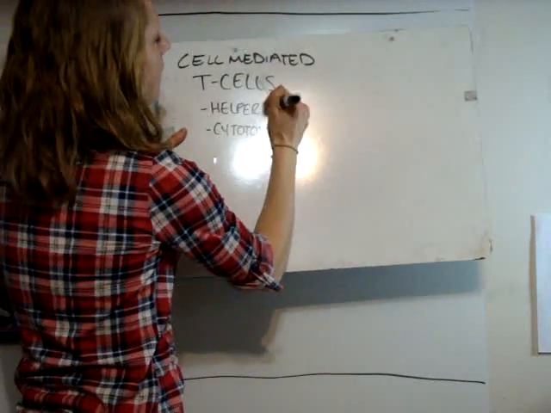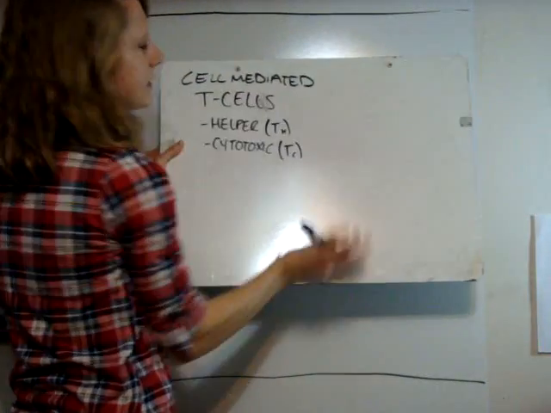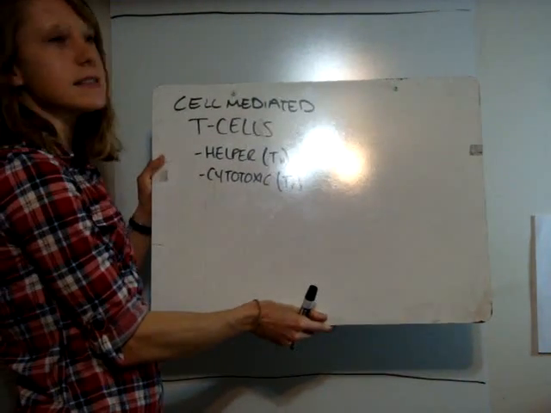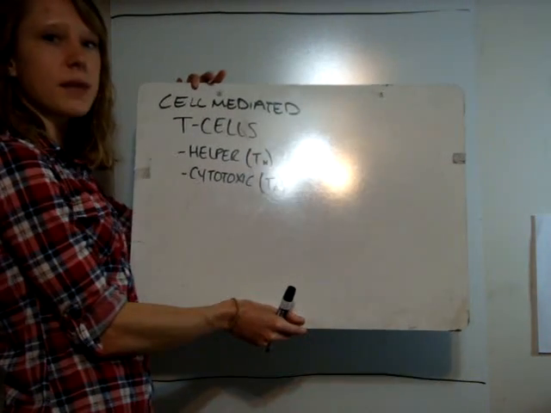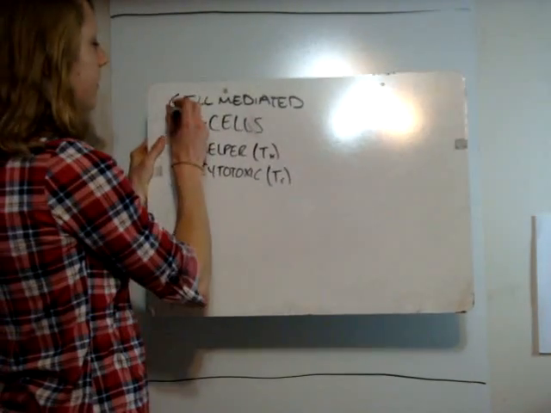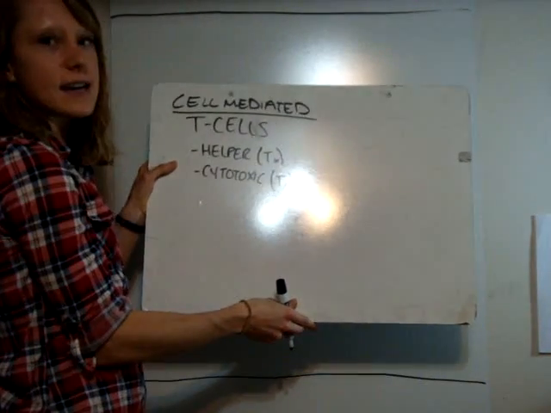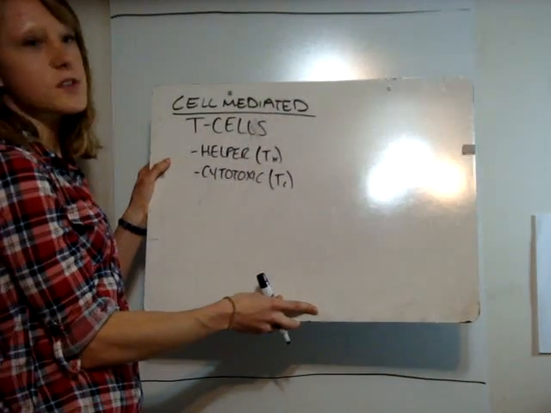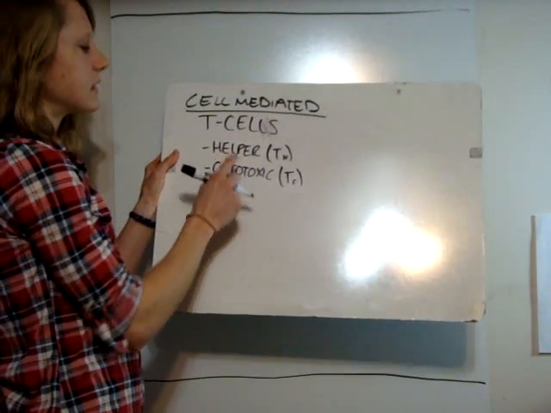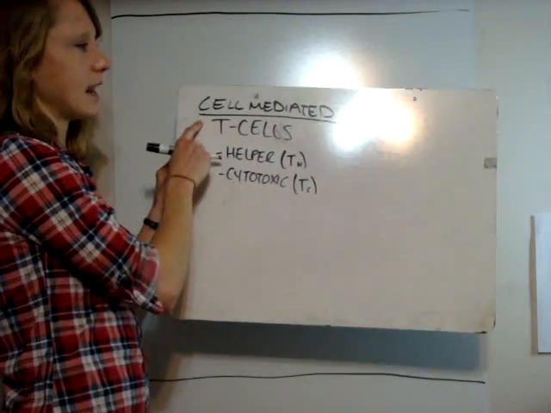Helper T cells, from now on, I'm going to write T sub H. Cytotoxic T cells, I'm going to write T sub C. Both helper and cytotoxic T cells are kinds of T cells, so they're both considered to be in the cell-mediated branch of the third line of defense. T cells are also considered to be lymphocytes. Lymphocytes are leukocytes, or white blood cells, that have memory.